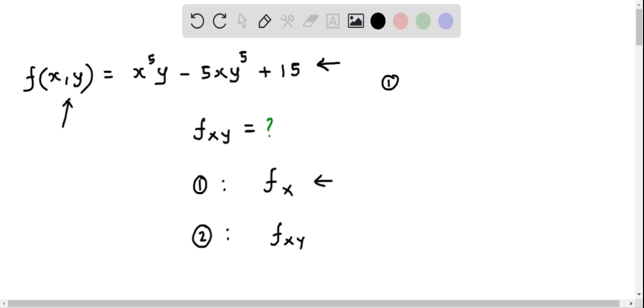Remember that when we do partial derivative, we have to treat all other variables as constant except the variable which we differentiate. Since we find the partial derivative of f with respect to x, we treat y as constant. So this y will be constant, and we differentiate each of the terms. When you differentiate x^5 times y, since y remains a constant, I put this in front and then differentiate only the x^5. Differentiation of x^5 is 5x^4 when we apply the power rule.